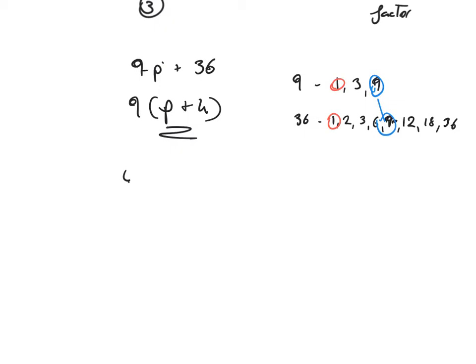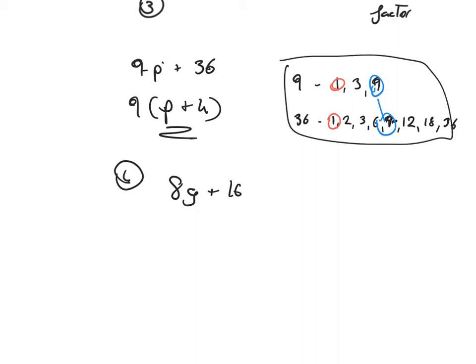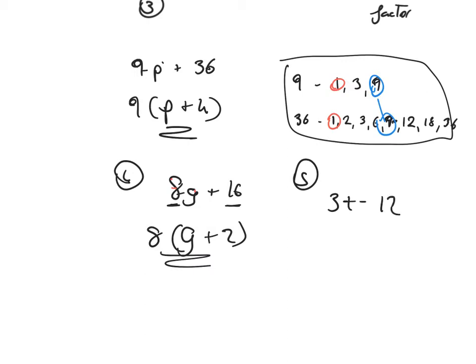Let's take down example 4. 8g plus 16. Now what we're going to stop doing now is to write out our lists at the side and just do it mentally. So the factors of 8 are 1, 2, 4 and 8. Factors of 16, 1, 2, 4, 8 and 16. The highest common factor is 8. 8 times what gives me 8g, that's g. 8 times what gives me 16, that's 2. 8 bracket g plus 2.